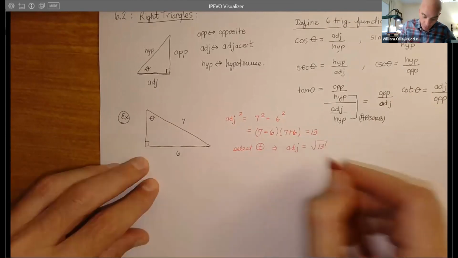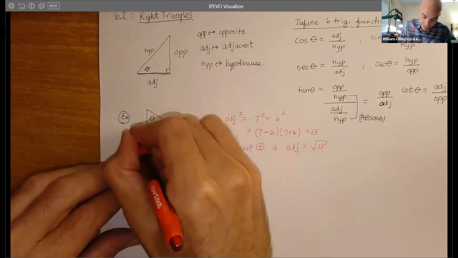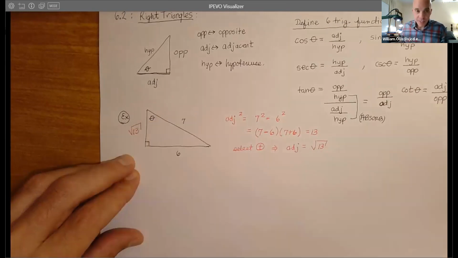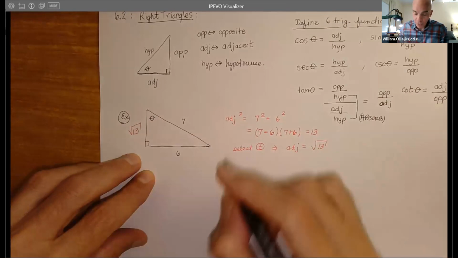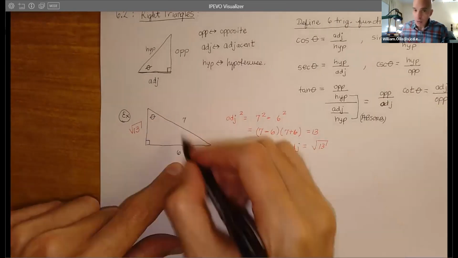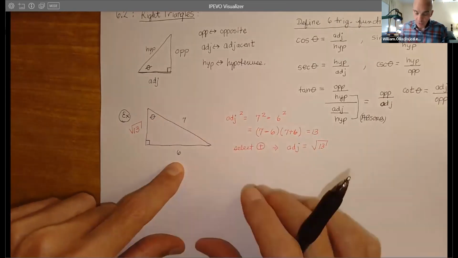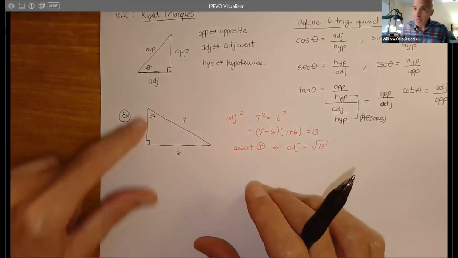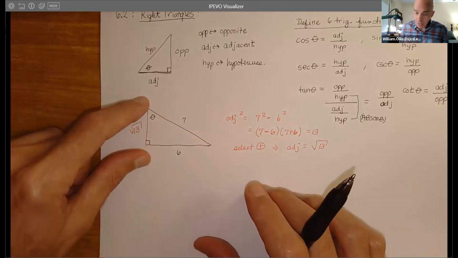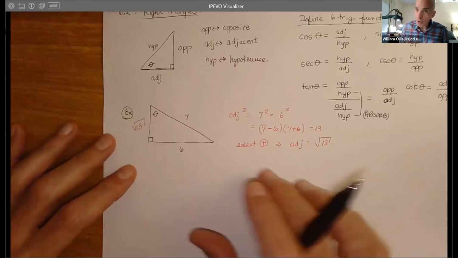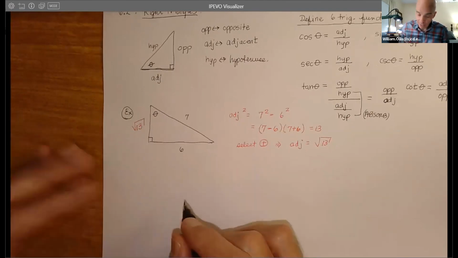So now we could go over here and just add that. I wrote this in red so we can see that we were given 7 and 6, and we could easily determine the adjacent side, and when I say adjacent side, it's length. So now we can go ahead and write down all the trig functions for this triangle.